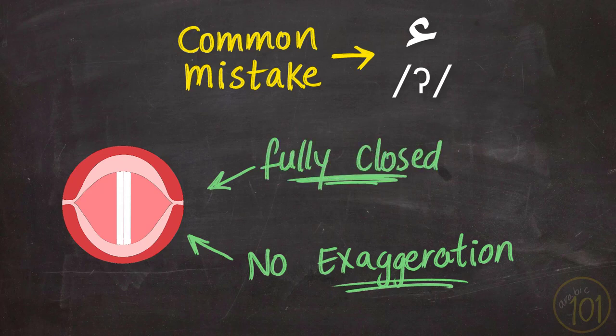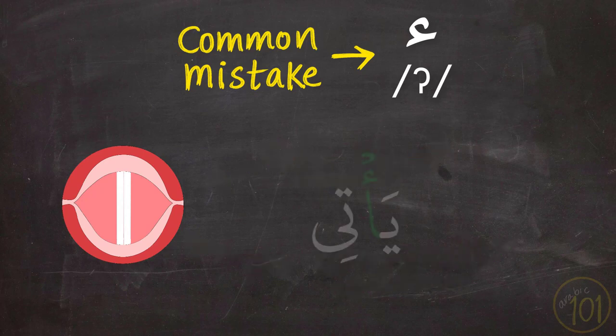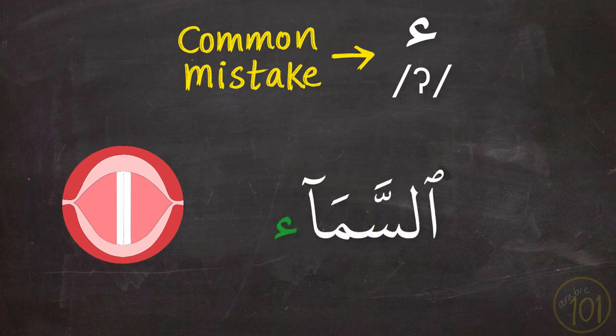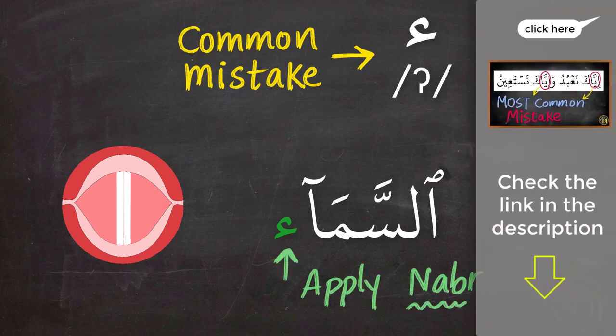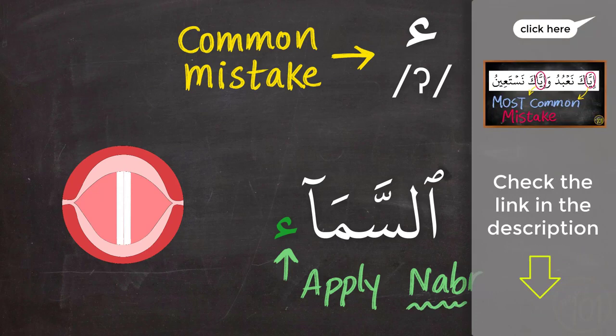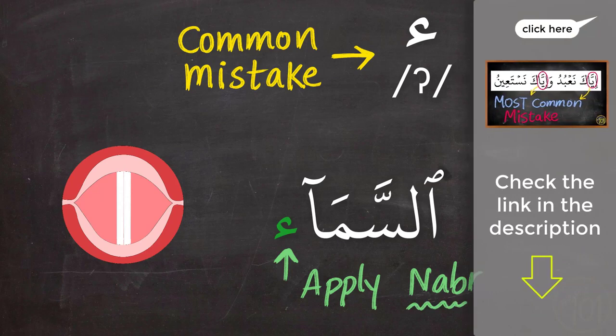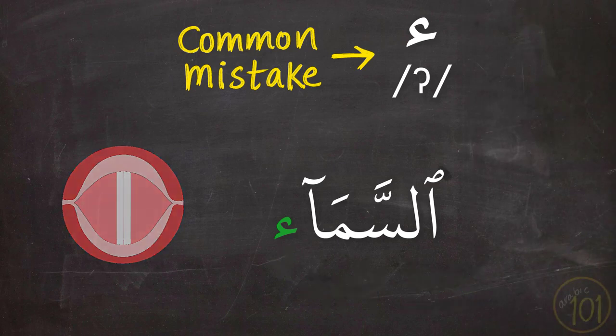Instead, hamza should be a pure closure of vocal cords, stopping air momentarily without exaggeration or inattention. يأتي. السماء. And what can particularly help when hamza comes at the end of the word, like in the word as-sama', is applying proper nabr. And this is a skill that I explained in a previous lesson before. So if you want to know what it is, you can check out this lesson. It will help you a lot with pronouncing hamza in this particular position.